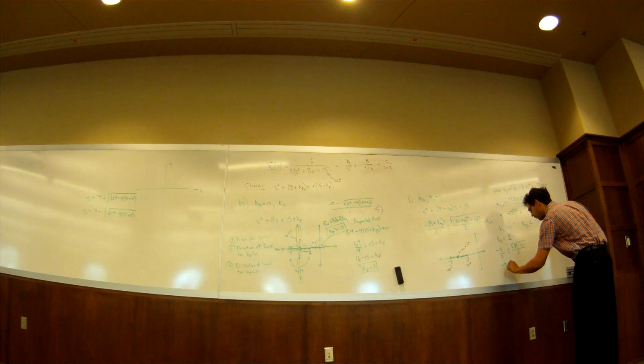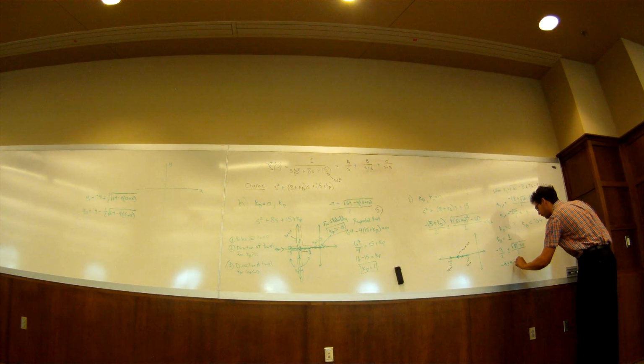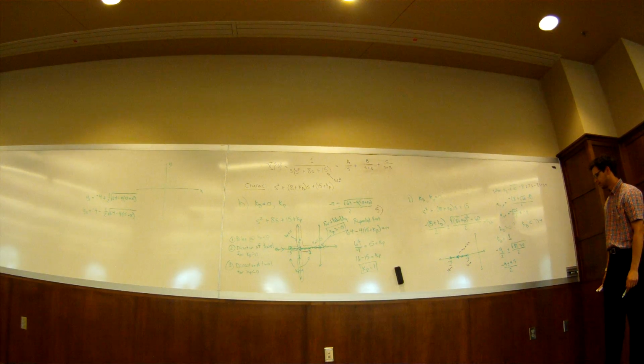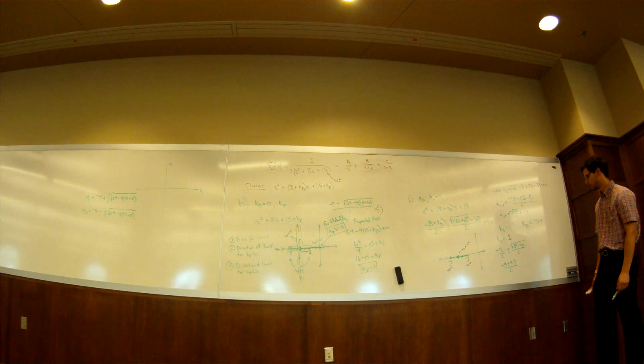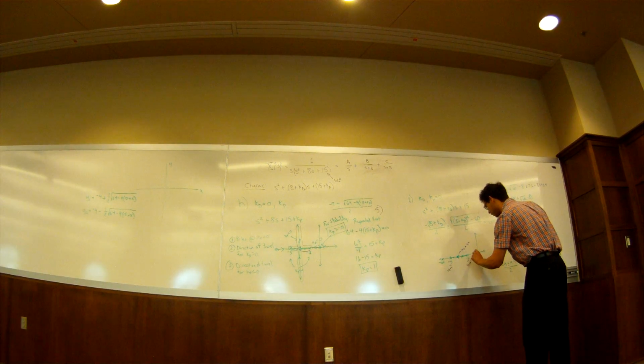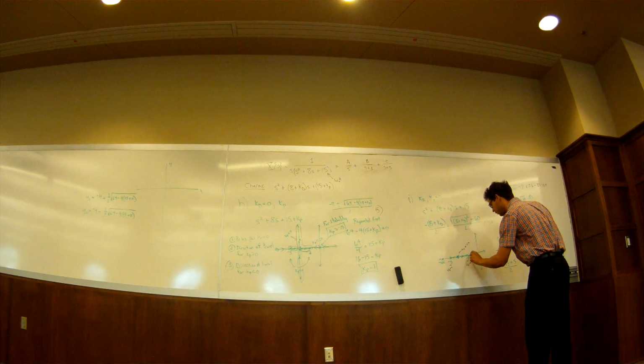4.5-ish. So I get negative 9 plus or minus 4.5-ish over 2. So what is that? I'm going to get negative 13.5 or 2.25. Okay, so I'm going to get negative 13.5 or 2.25.